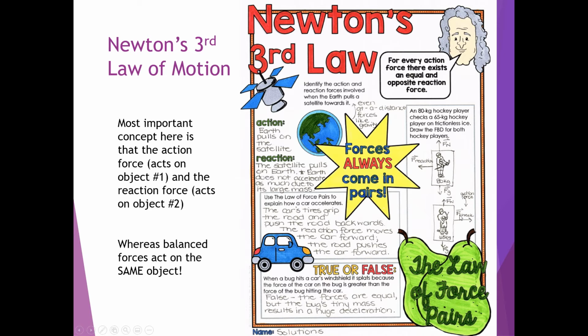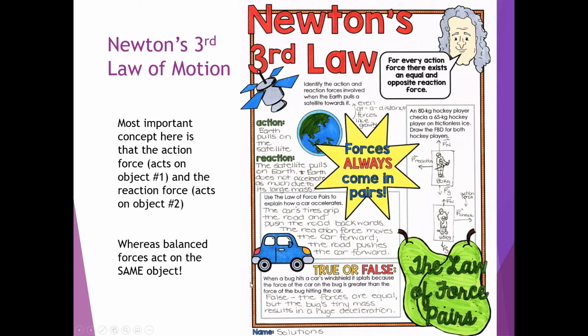And you have one force going from the 65-kilogram player to the 80, and you have one going the other way. So if we have this one being the reaction, the other one's going to be the action force. I think it would be easier if you drew these next to each other, but the person who did this didn't have room to do that.